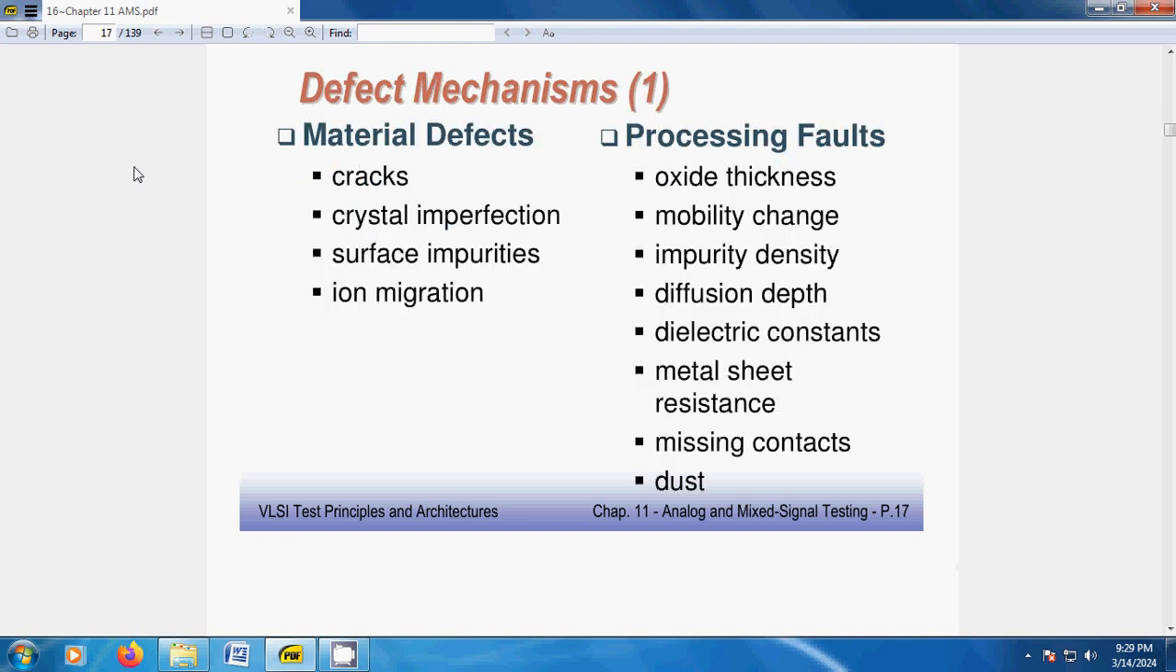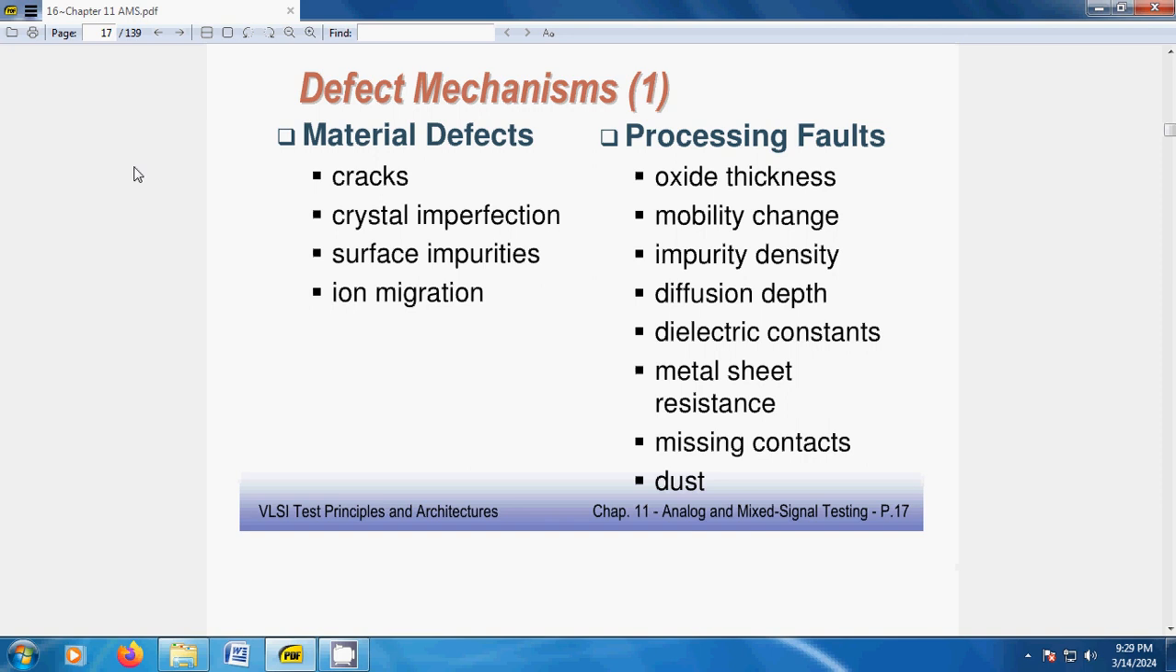What is a defect mechanism? A defect mechanism is used to define the type of defects or imperfections or faults that may occur in a device. They are simply used to categorize the different types of imperfections or non-ideal working in an IC.